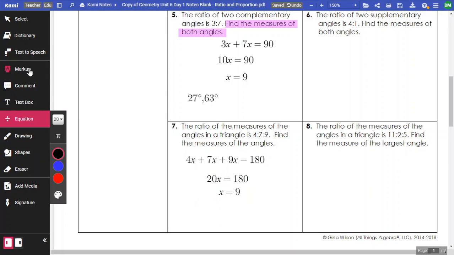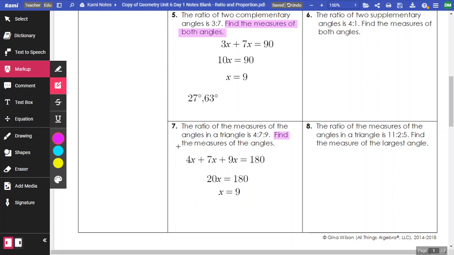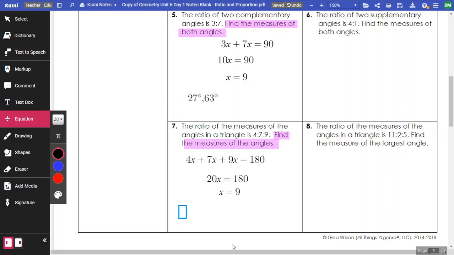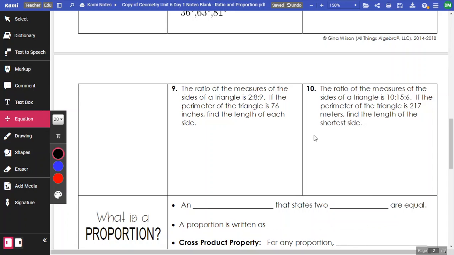Okay, and then it's asking us to find the measures of the angles. So I'm just going to substitute a 9 in for x in all three of these. So our three angles are going to be equal to 36 degrees, 63 degrees, and 81 degrees. And if you add those up in your calculator, you'll see that those do add up to 180. Okay, I will leave number 8 for you. I will look at number 9 though.